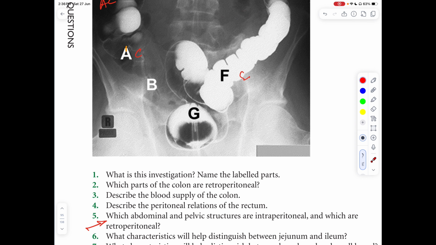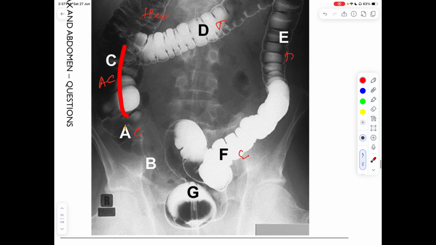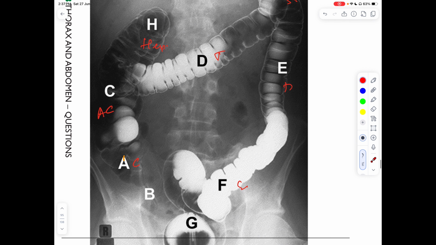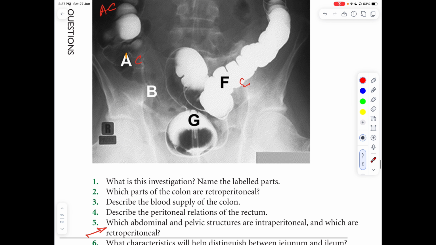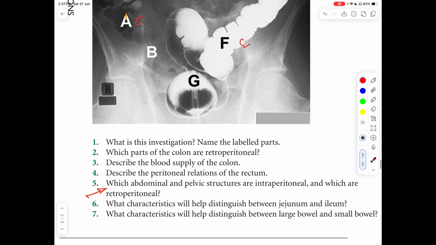What parts of the colon are retroperitoneal? Retroperitoneal are the ascending colon, descending colon, and these flexures. This flexure is also retroperitoneal, and this flexure is retroperitoneal, as well as the rectum. Then peritoneal relations of the rectum: upper part, middle part, lower part. Upper part is covered from the front and the sides, middle part only in front, lower part is not covered.